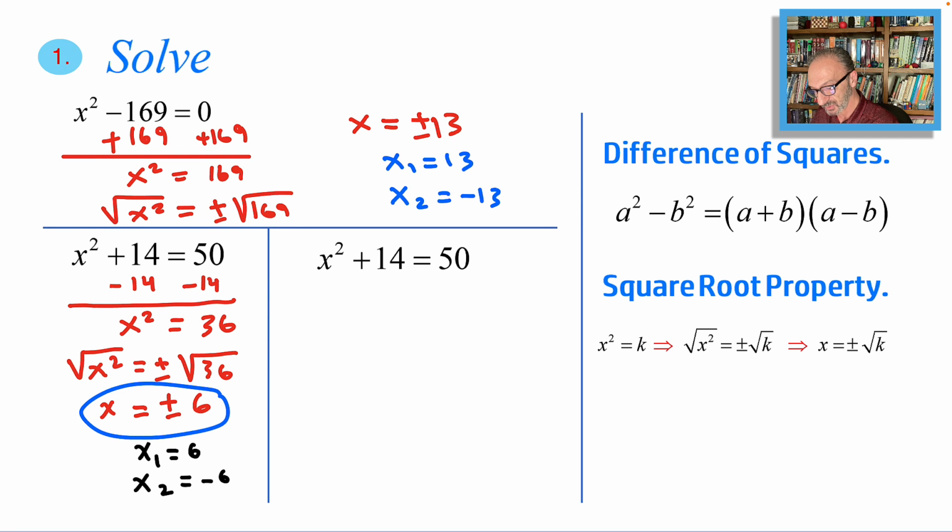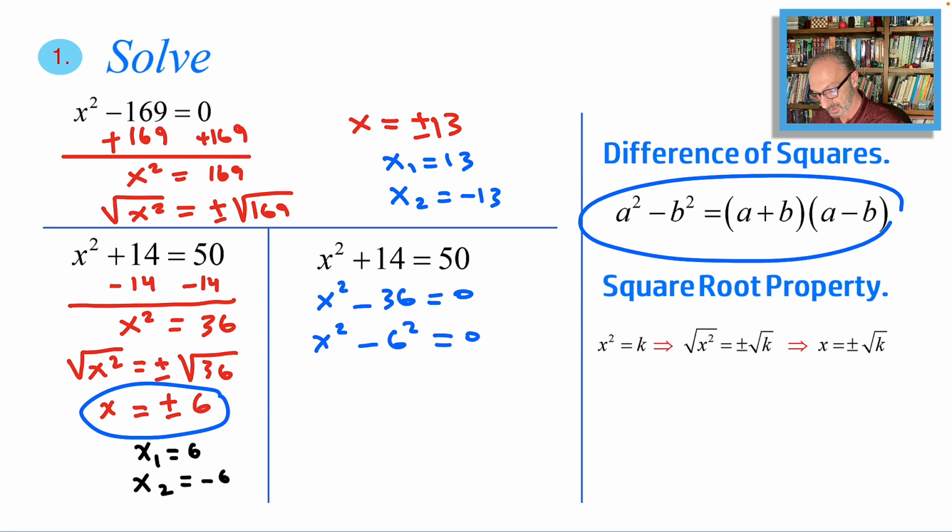Here's another way to do the same problem. So we have x to the second minus, if you subtract 50 from both sides, minus 36 equals 0. Because we're used to factoring and having 0 on the right side. And that will give me x to the second minus 6 to the second equals 0. Applying the difference between two squares, I get x plus 6 times x minus 6 equals 0.